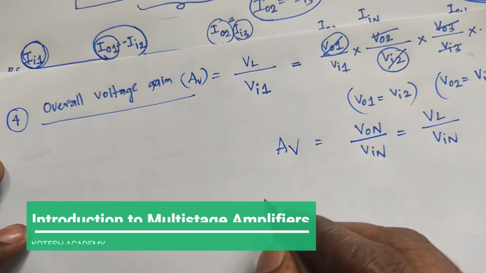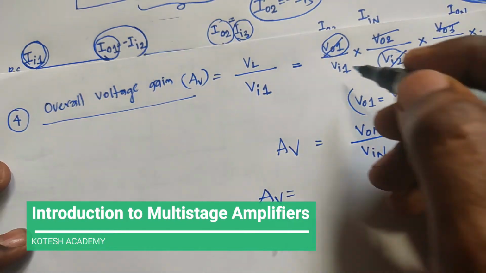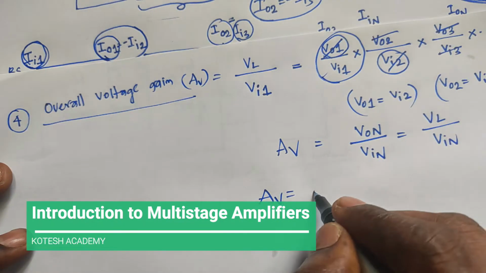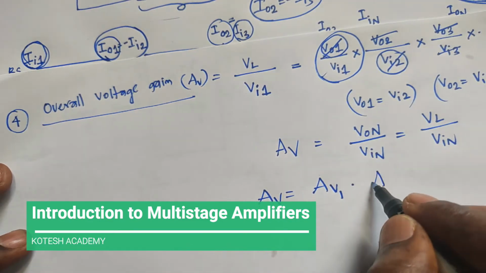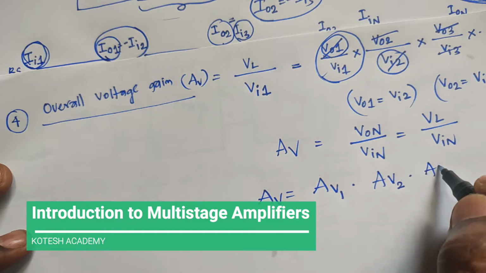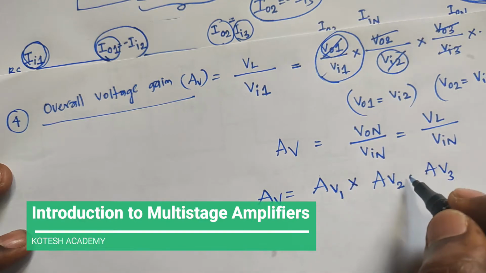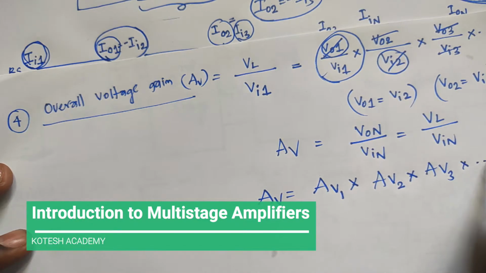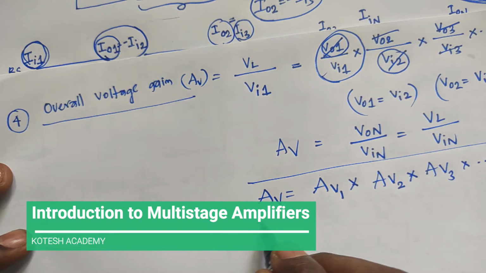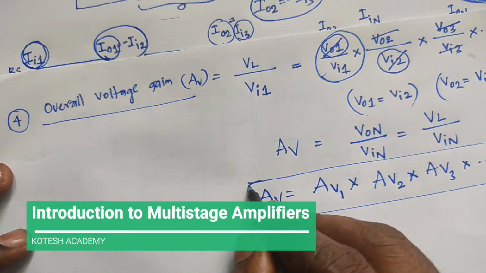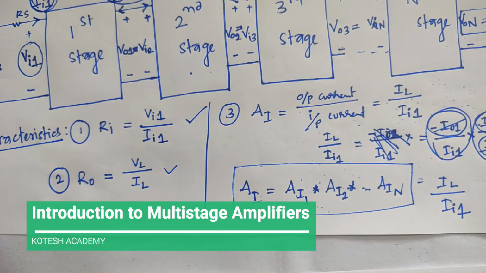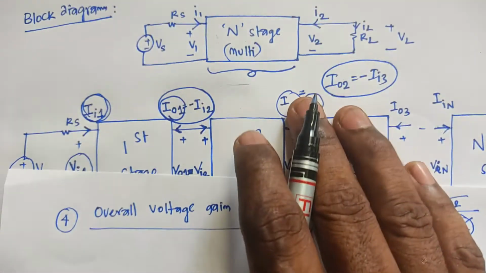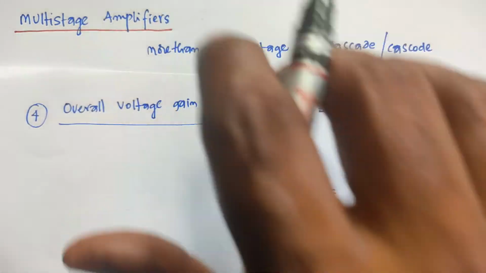How can we define that? Overall voltage gain is equal to the product of individual gains. That is the first voltage gain AV1, and next one is AV2, next one is AV3, like that, up to AVN. This is the overall voltage gain for multi-stage amplifier. So we have a total of 4 characteristics for multi-stage amplifier.